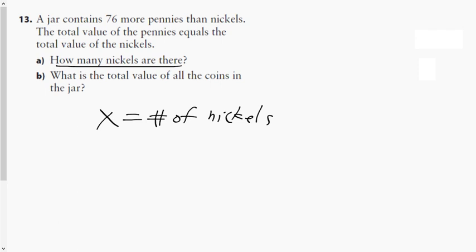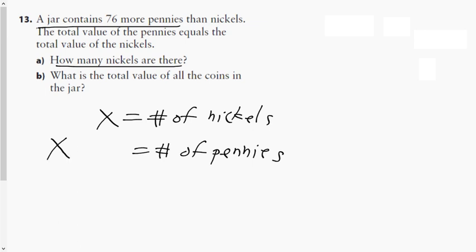So the first thing, since I'm looking for how many nickels there are, I'm pretty sure x is going to represent that. And then when I look here, I now have enough information to write an algebraic expression to represent the number of pennies, since there's two types of coins in there. And if there's 76 more pennies than nickels, what expression will represent that? Of course, the number of nickels plus an additional 76. So there's our expression for the number of pennies.